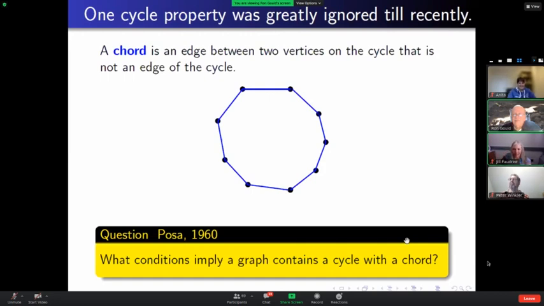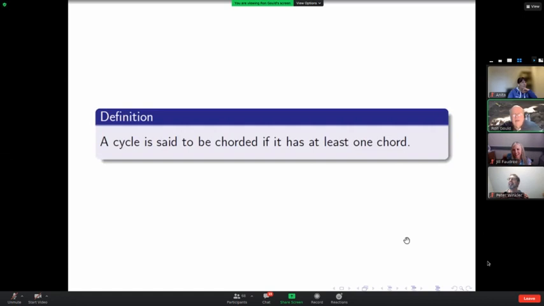Okay, all right, so a chord is just an edge between two vertices on a cycle that's not an edge of the cycle. It's just what you think it should be. And back in 1960, Posa posed a question: what conditions imply a graph contains a cycle with a chord? Posa was 12 at the time when he posed this question. I was 10, and I wasn't posing any questions. So he was a little ahead of me. Now there's our chord. So we're going to say that a cycle is chorded if it has at least one chord.